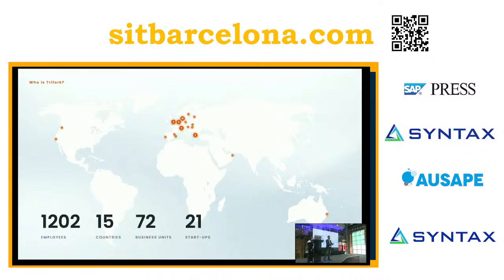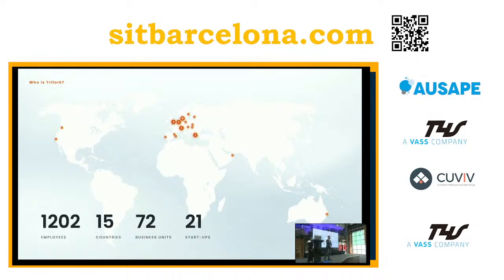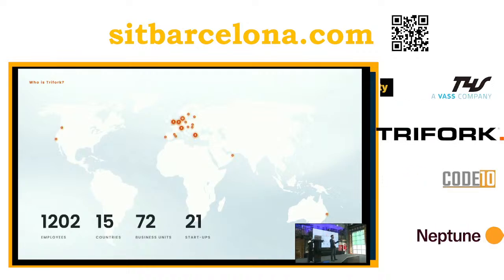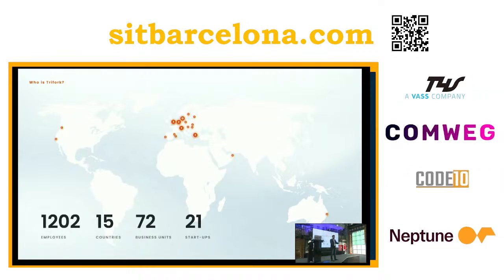So yes, Trifork, we are over 1,000 employees. We originated in Denmark, currently in over 15 countries. In Spain, we have a presence here in Barcelona and also in Mallorca. We also have an office in Portugal. And as you can see now, we've expanded in the USA and in Australia.